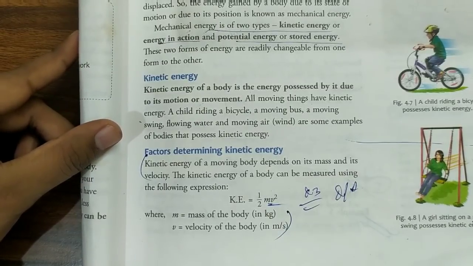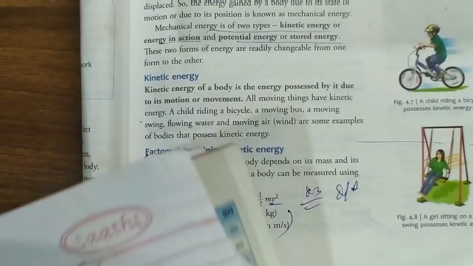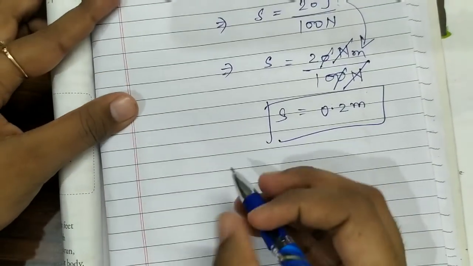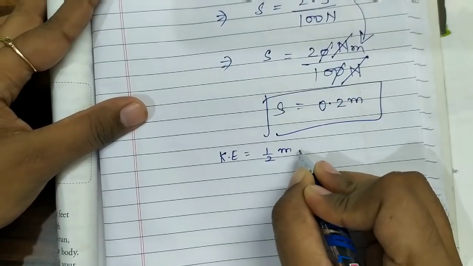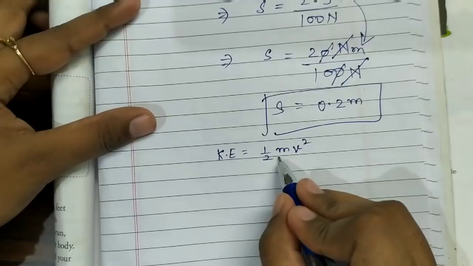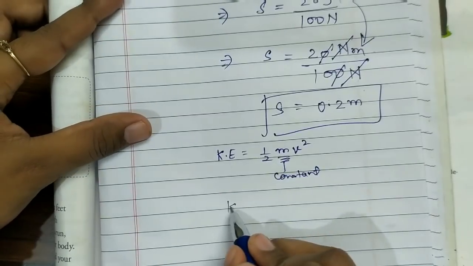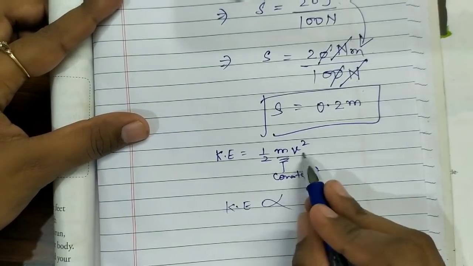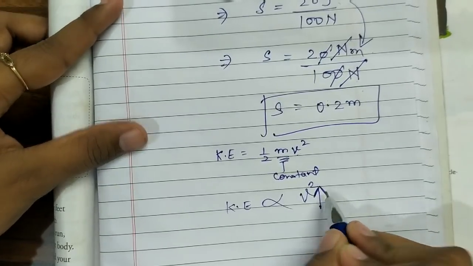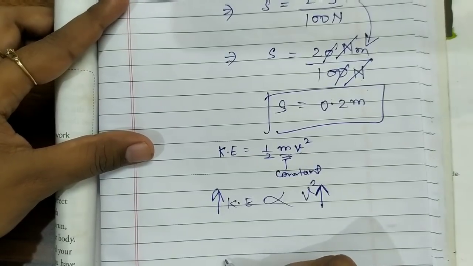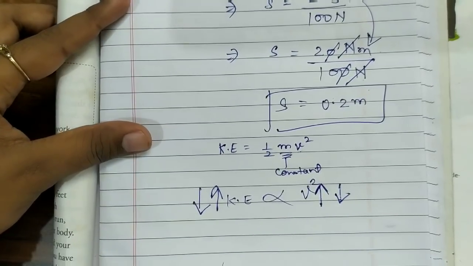Fine. And on what factors does the kinetic energy of the body depend? Suppose, children, what is the formula for kinetic energy? Kinetic energy is equal to half into m into v square. So if we keep this mass constant, constant means fixed, then kinetic energy is directly proportional to velocity square. If we increase this velocity, kinetic energy will also increase. If we decrease this velocity, kinetic energy will also decrease.